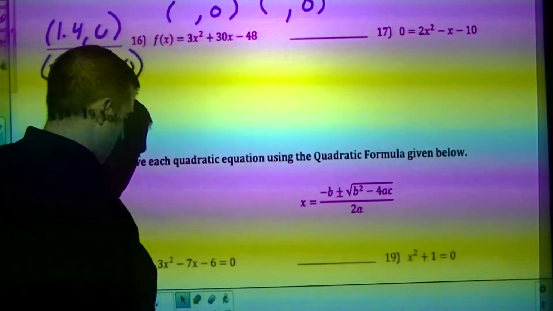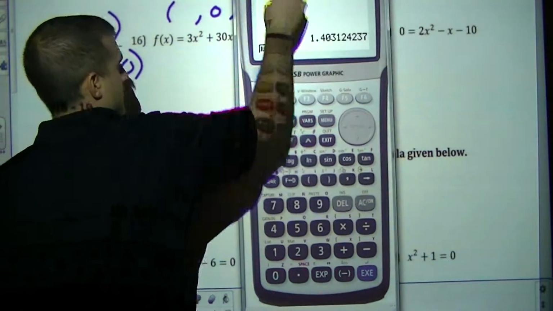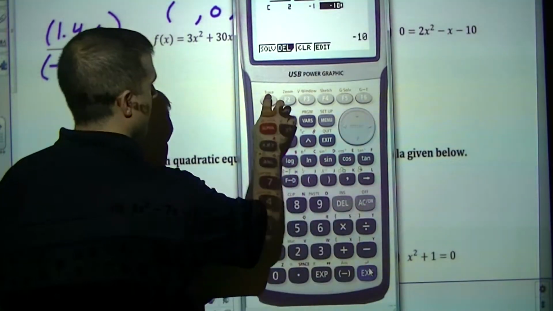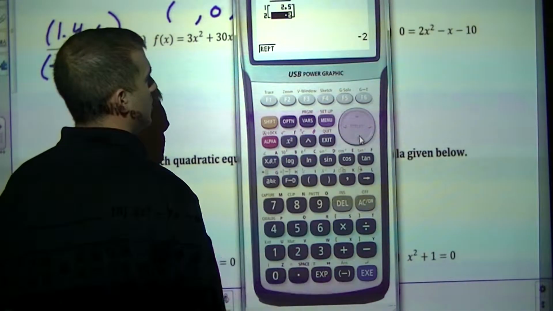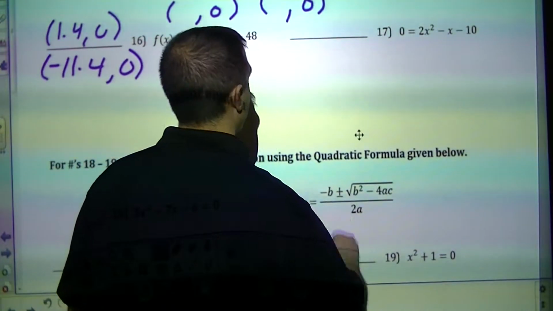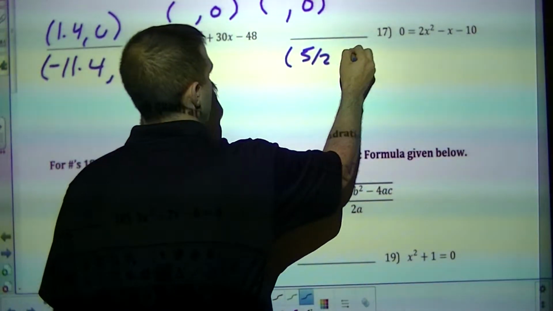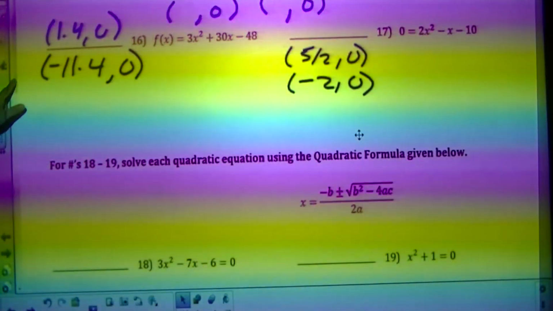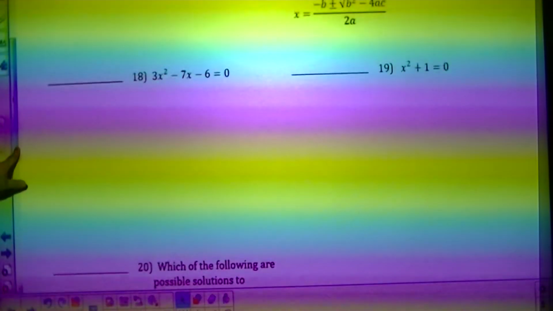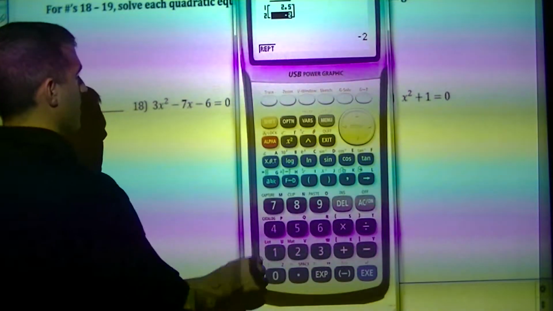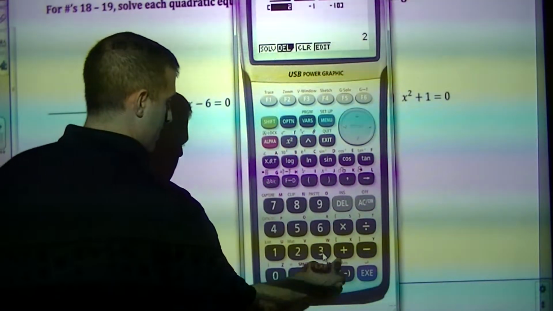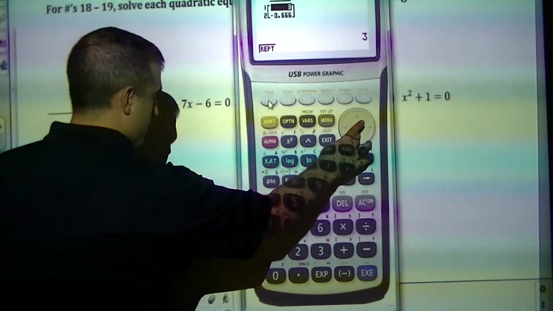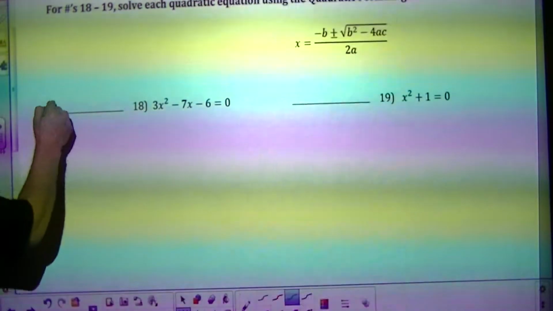Okay, this one, I'm going to do the same thing. I'm going to do 2, negative 1, negative 10. My solutions are 5 over 2 and negative 2, so 5 over 2 and negative 2. Solve each equation, more of the same. So I'm going to go back, I'm going to do 3, negative 7, negative 6. Solve. I got x equals 3 and x equals negative 2/3.